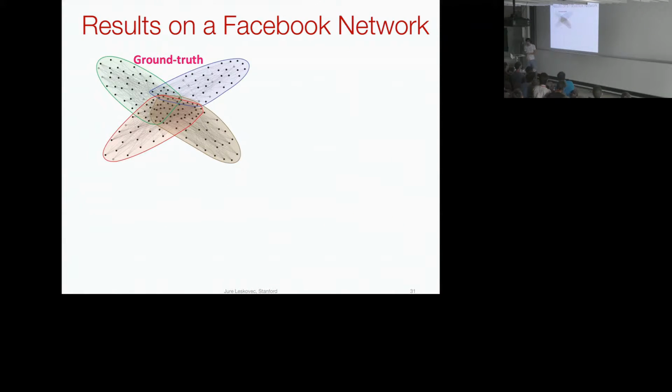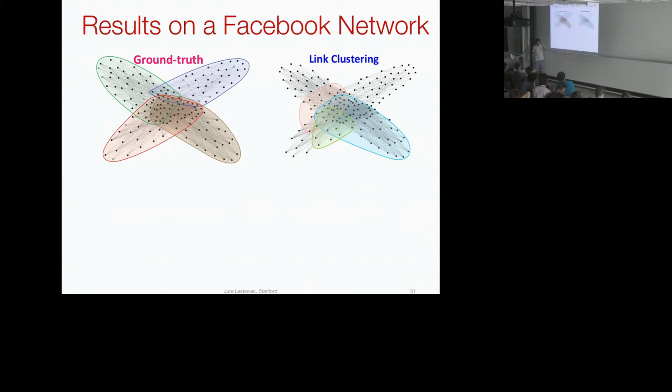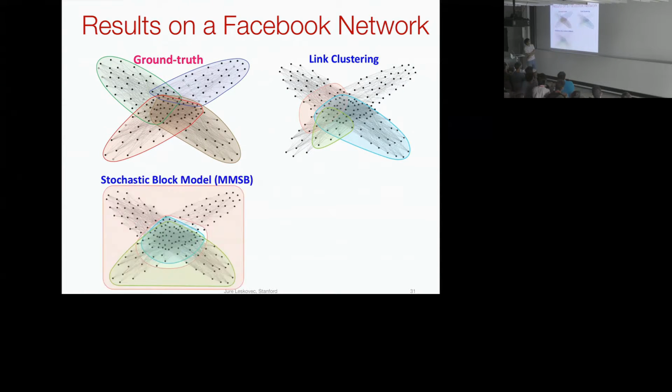So let me show you how well this works. I showed you this example before of this Facebook network where we asked the students to explicitly label every neighbor with what group they belong to. Here are examples of how some methods would look. If you run what is called link clustering, developed by physicists, these are the groups it would identify. It would say that there are three, and here is what they look like.